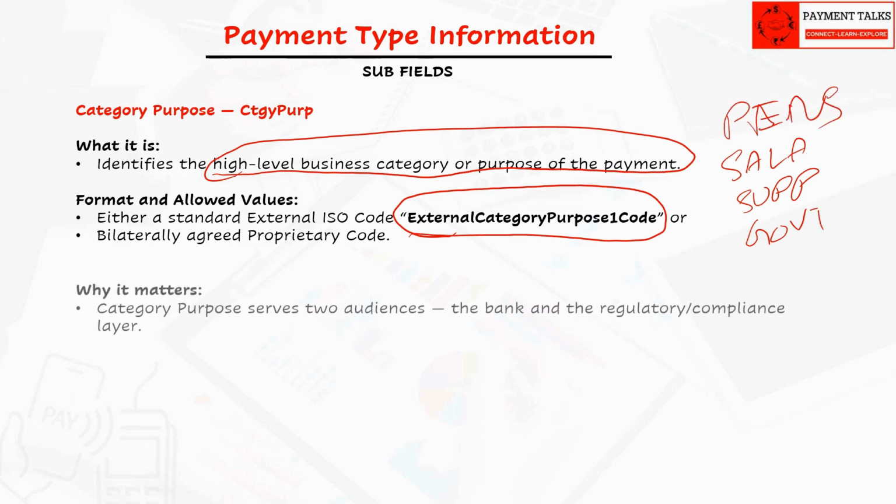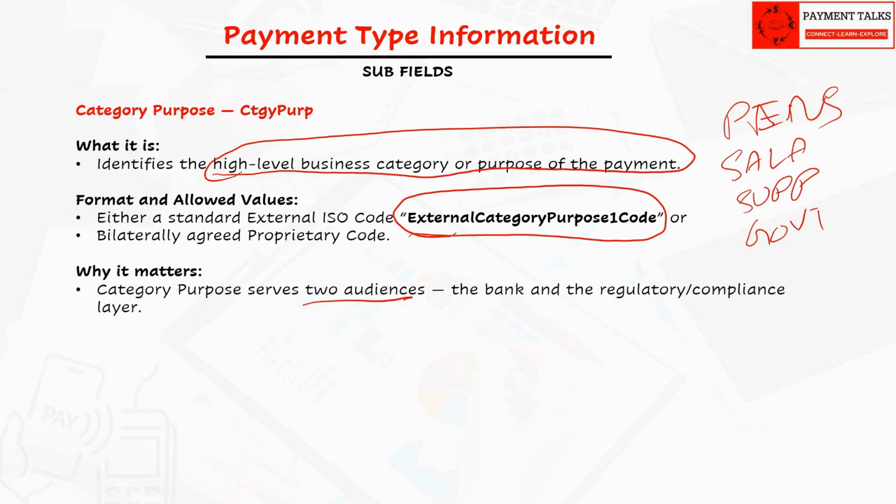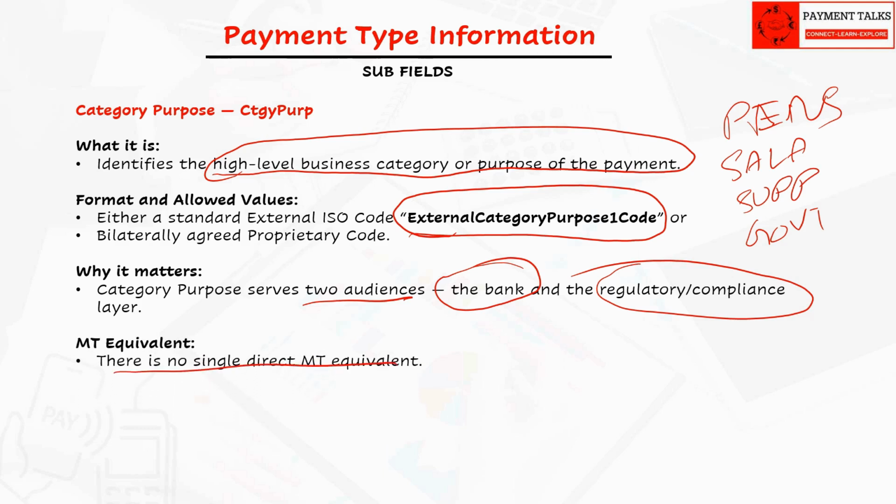Why does it matter? Category purpose serves two audiences, the bank and the regulatory or compliance layer. Banks use it to apply specific processing rules. For example, salary payments may need to be processed even during system disruptions. Regulators and compliance systems use it for transaction monitoring, reporting, and sanction screening prioritization. It is also commonly used by corporate ERP systems to automatically populate and classify outgoing payments. MT equivalent. No direct MT equivalent. Usually, remittance information is used.